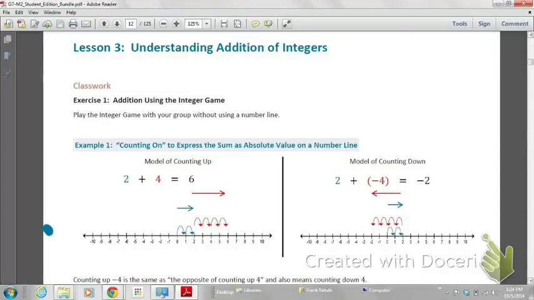Yeah, hi. Welcome to Lesson 3, Understanding Addition of Integers. This is, again, Lesson 3 in our study of rational numbers, and that's in Module 2.